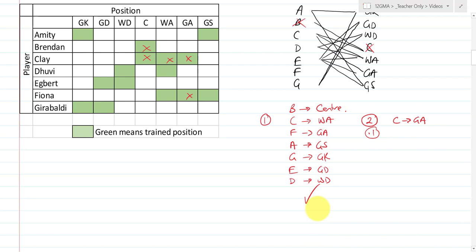Here's a solution. It turns out there are 3 possible solutions now. I shoot down to say Fiona and I let her be wing attack and not goal shooter and go through, or I do it the other way around and I let her be goal shooter and not wing attack, and they will work. So that's one way of setting up a bipartite graph and an assignment from that graph, depending on the complexity of the information you have.